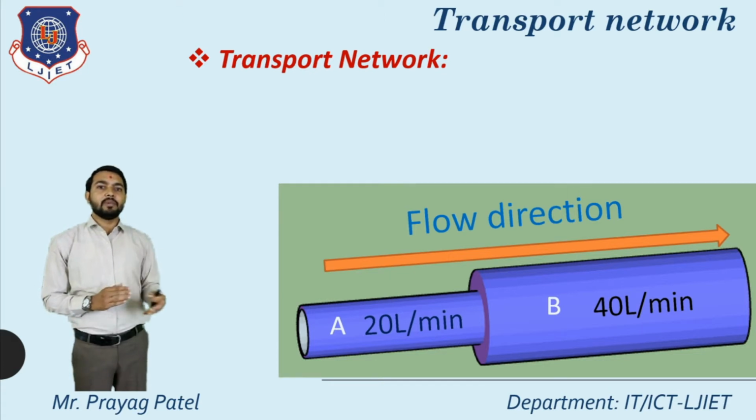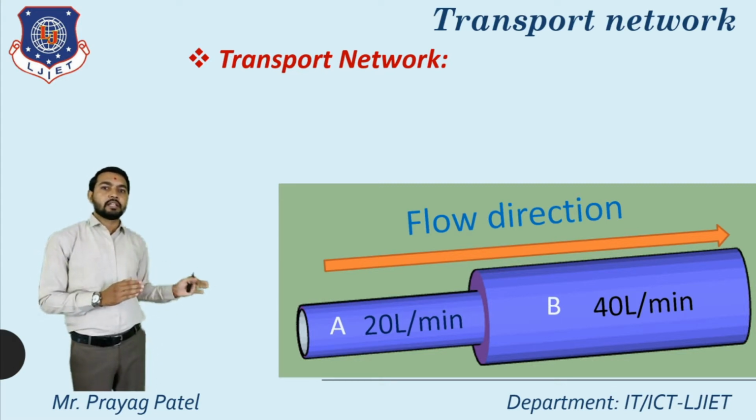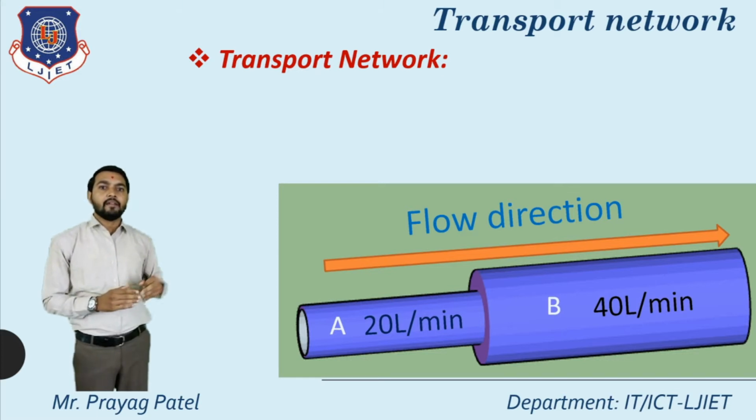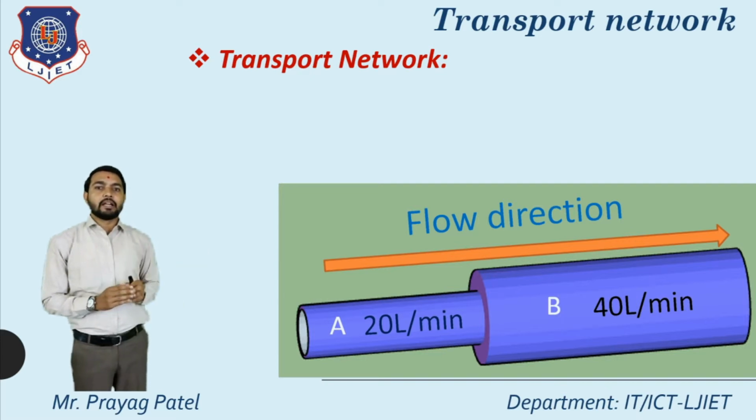So this is the direction of the flow. What is the maximum capacity of this network? What is the maximum capacity of this circuit? So here we can say that the flow in this network is 20 liters for A and 40 liters for B. The minimum out of these two is considered, which is 20 liters. So 20 liters transfer in this flow using this circuit.